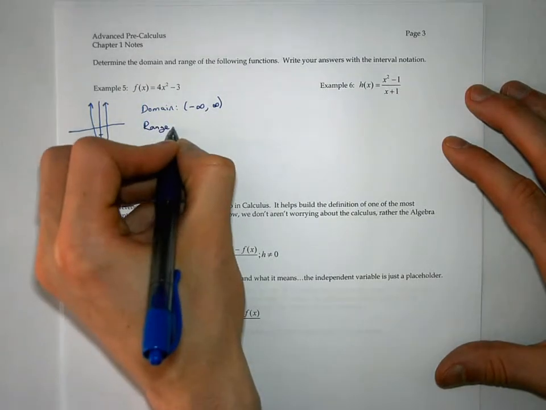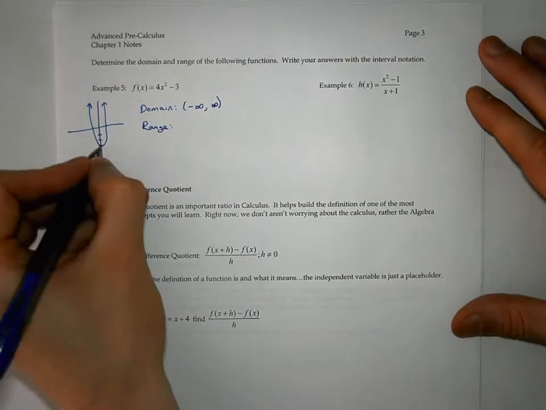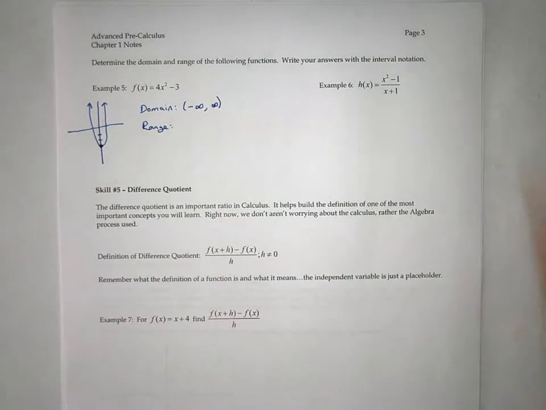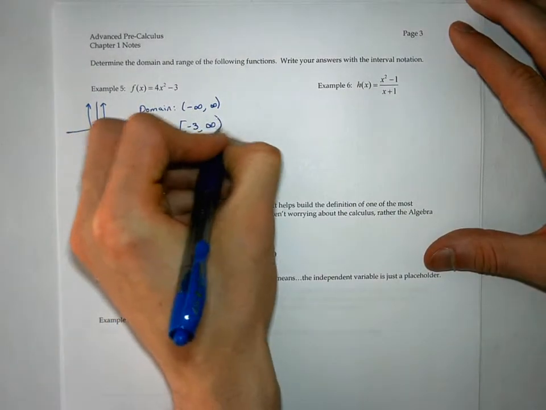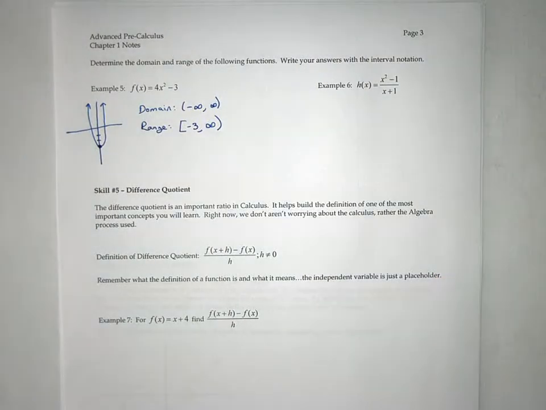The range, if we look at the y values, the absolute minimum right here is that point at (0, -3). Range, we're dealing with y values, so we're going from -3 up. So I'm going to include -3 and go up to infinity. So my range is [-3, infinity).